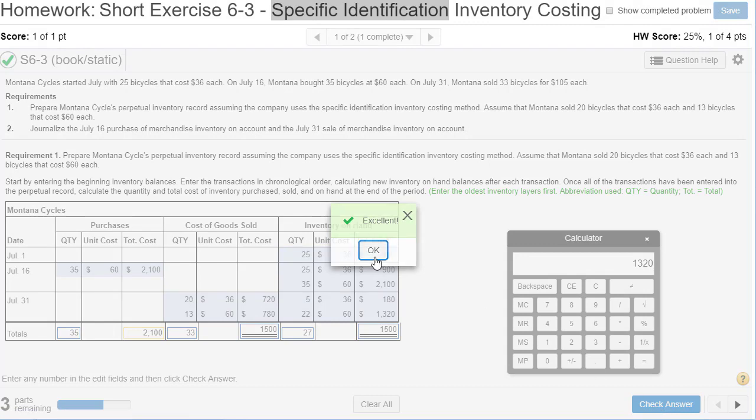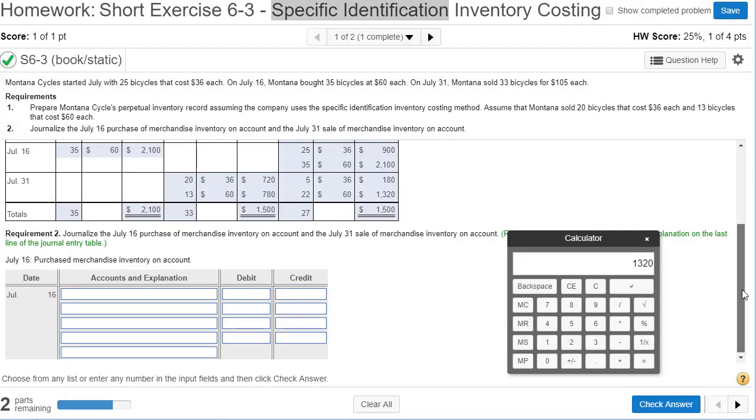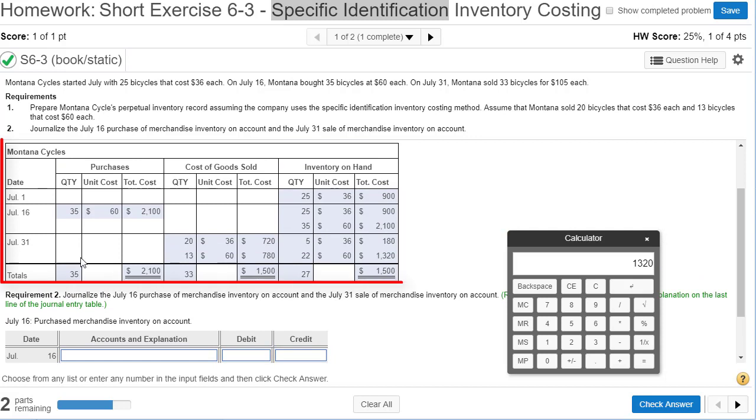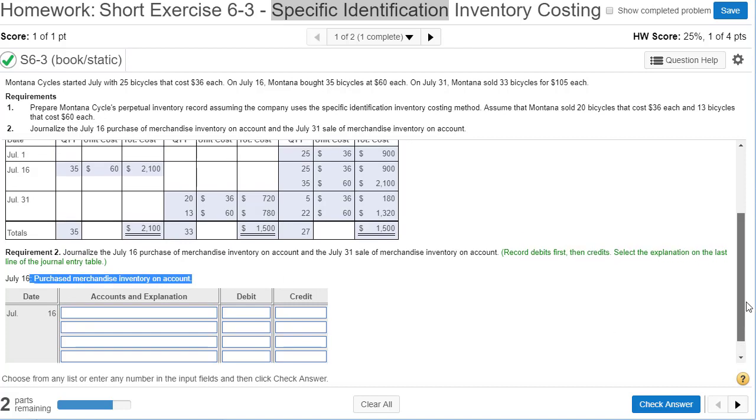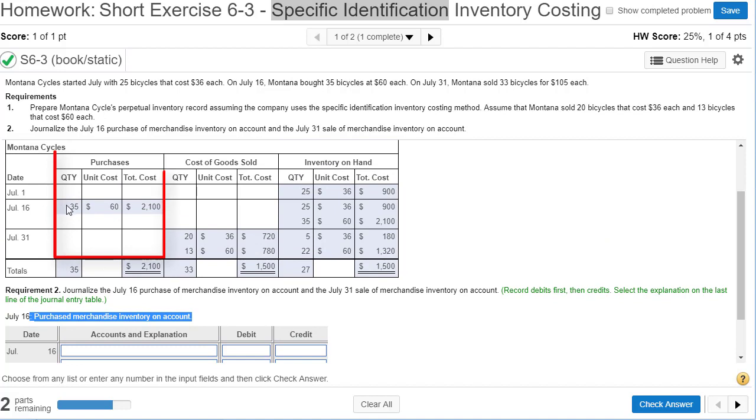All right. So we have this inventory table of Montana bicycles completed for the month. Now what we're doing, it says journalize the July 16th purchase of inventory on account. So we're going to do the purchase of inventory on account. So let's go back up to July 16th. Here's our purchases. So we have to journalize this transaction.